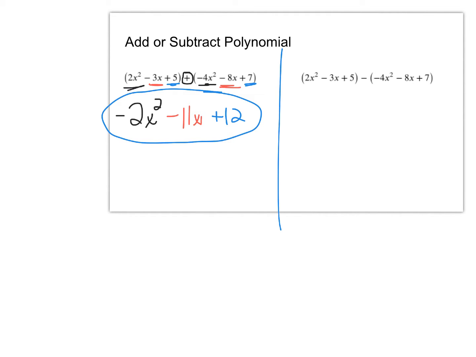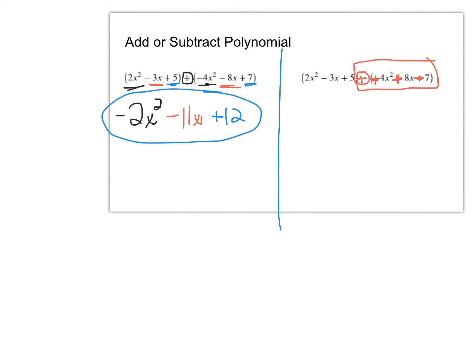Now, when we do subtraction, we have to be a little bit more careful. We're going to take the negative, and we're going to change that over to plus. And in doing so, we change all the signs of the pieces directly behind the minus sign here. So this goes to a now plus 4. This goes to a plus 8, and this now becomes a negative 7.